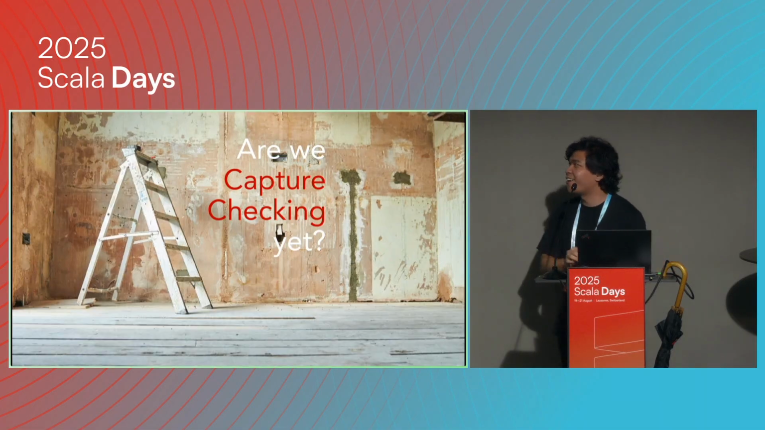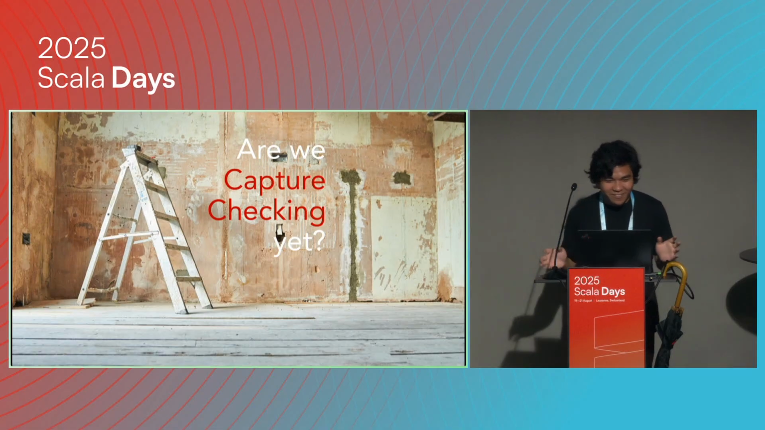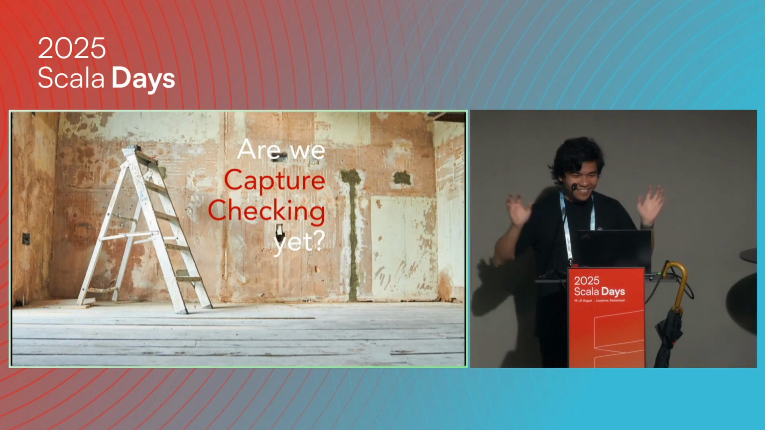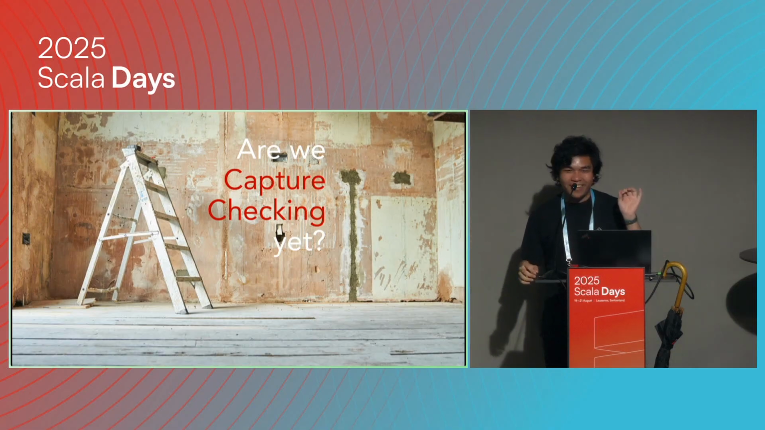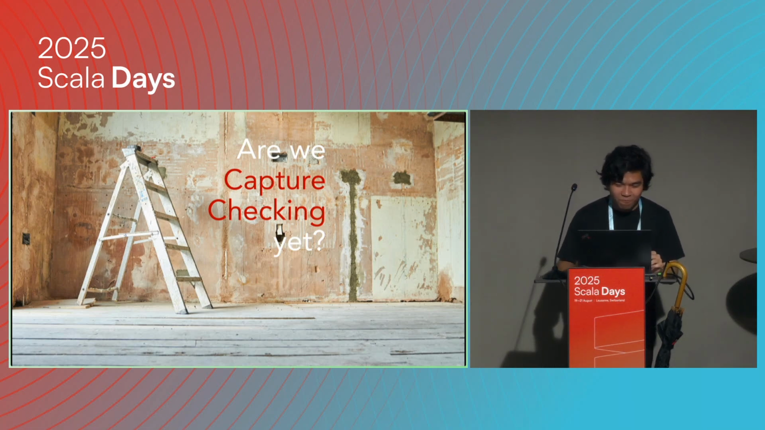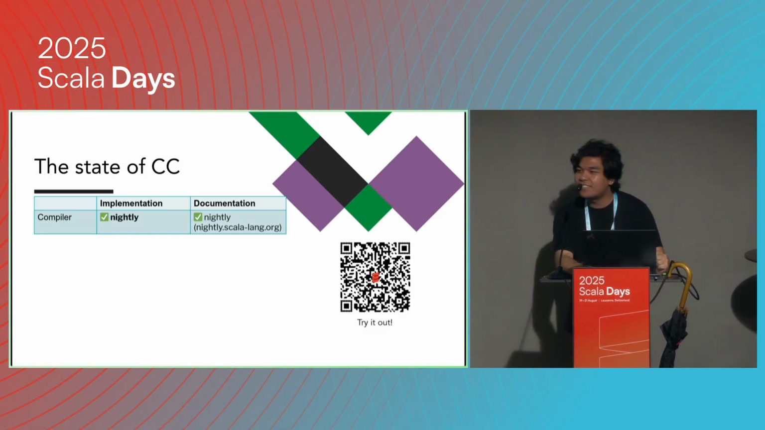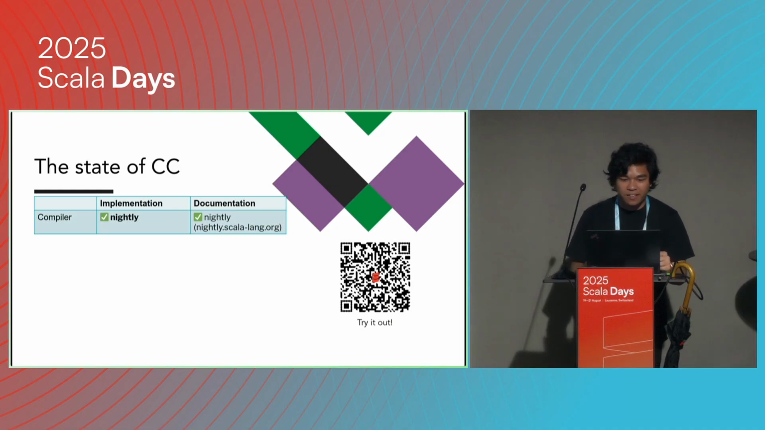Okay, so let's start. This is my version of the Scala stairs. With capture checking, everything is a work in progress, but it's solid. It's solid. And so what's the state of CC right now? Compiler is there. Capture checking is working on the nightlies.